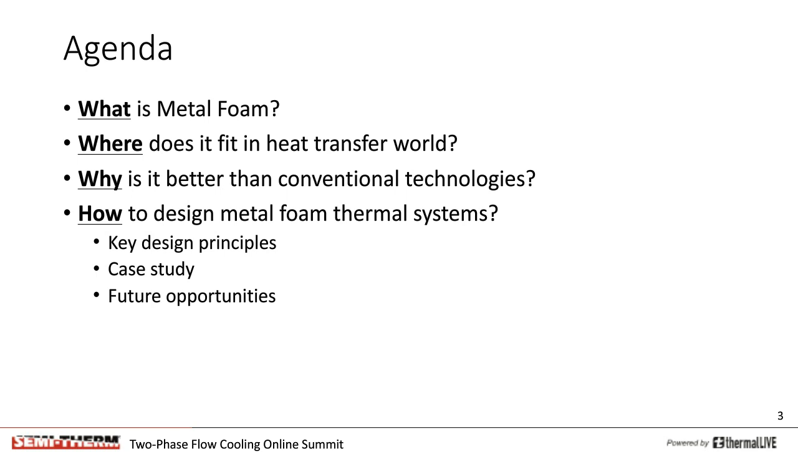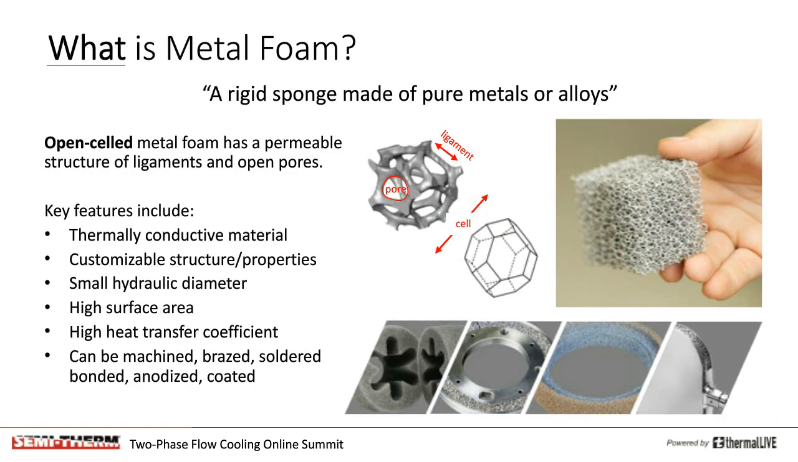So what is metal foam? In simple terms, it is a rigid sponge made of metal. There are numerous types of such foams and numerous ways of producing them. Here, in the context of heat transfer, we're specifically considering open-celled metal foams, which consist of a network of interconnected ligaments that form cells with open pores.